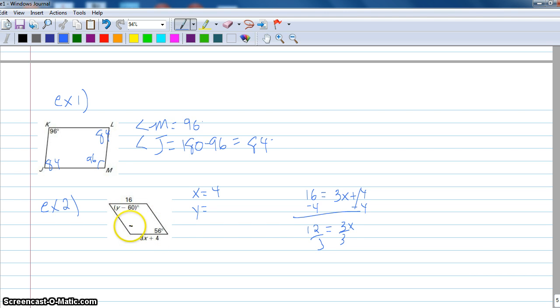Remember, if the 56 was right here, then you can't put equal. You'd have to add them and put equal and 80. But since these are on opposite sides, we can say they are equal. So y minus 60 is equal to 56. Add the 60.